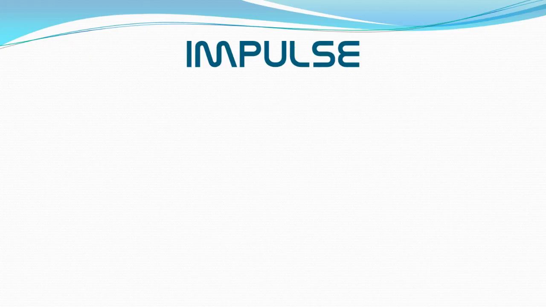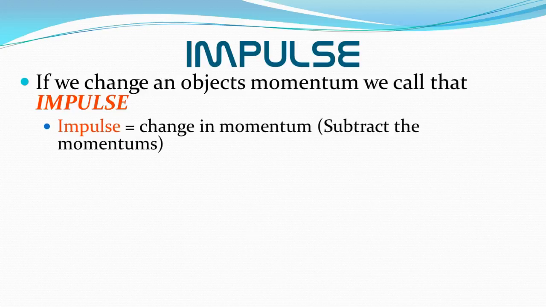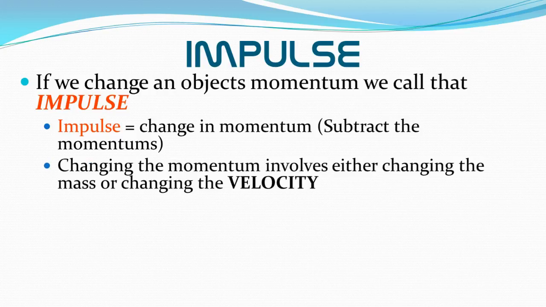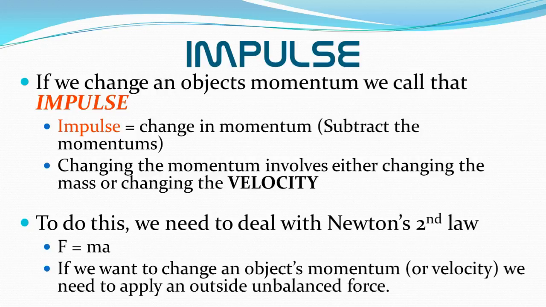The impulse is the change in momentum. To find it, we subtract the momentum before from the momentum after the change. This involves either changing the mass or the velocity. In most cases, you will see the velocity change. The mass does change from time to time. To do this, we need to look at Newton's second law. F equals ma. If you want to change an object's momentum or velocity, you need to apply an outside unbalanced force.